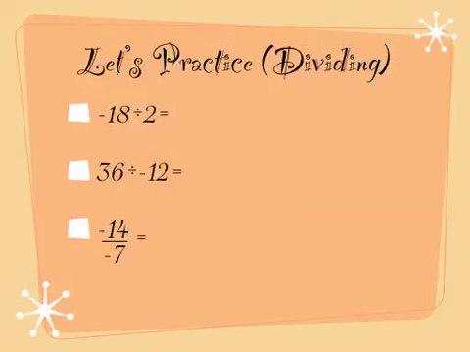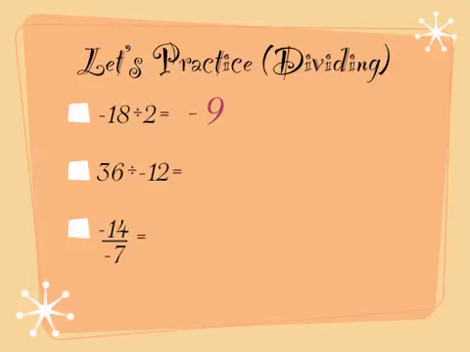Now let's practice some dividing. The first example says -18 divided by 2. I have a negative divided by a positive, which means that I have different signs, which means my answer is going to be negative. And 18 divided by 2 is 9, so my answer is -9.